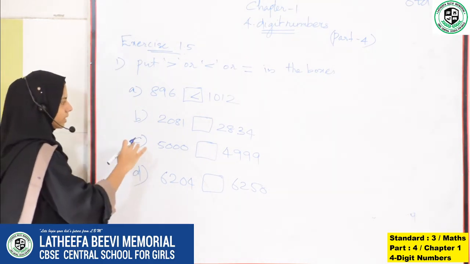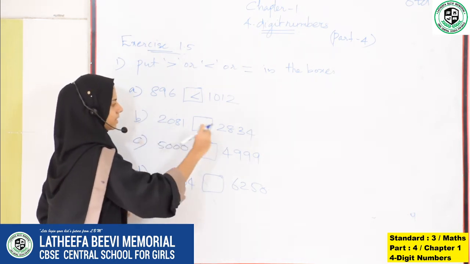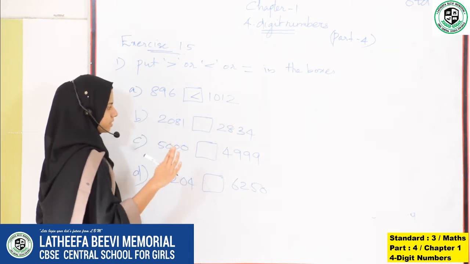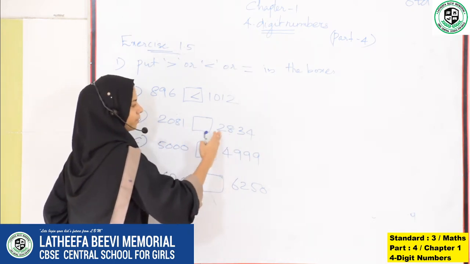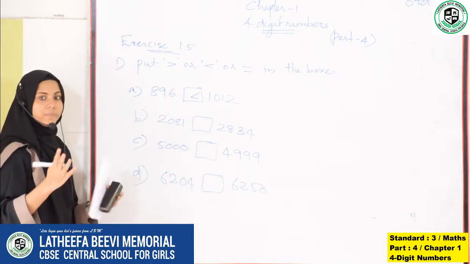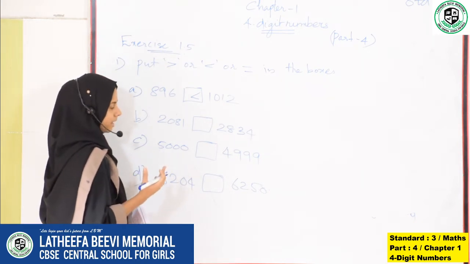Then look at the B question, the second question. Let's count how many digits are there in these two numbers. Ones, tens, hundreds, thousands. Four digits are there. 1, 2, 3, 4. Four digits are there. So, both have the same number of digits. We have confusion about which one is greater.